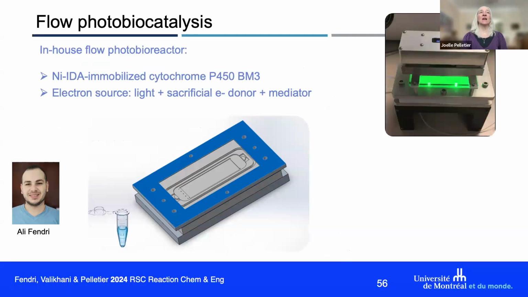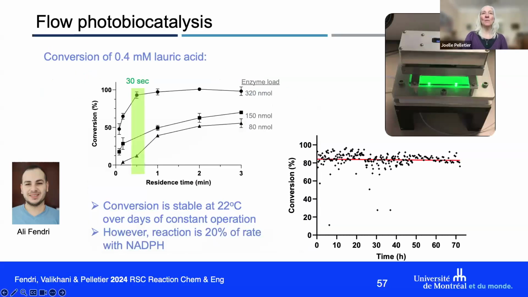So to do this, we built an in-house photobioreactor. So this is the actual cell in which we load our immobilized enzyme. This is blue because it's immobilized on nickel NTA or cobalt NTA or whichever. And this cassette fits into a device that is topped with a light source. And the top plate of this cell, it's a flat cell, is glass. So we can use this as a photoreactor, photo flow.